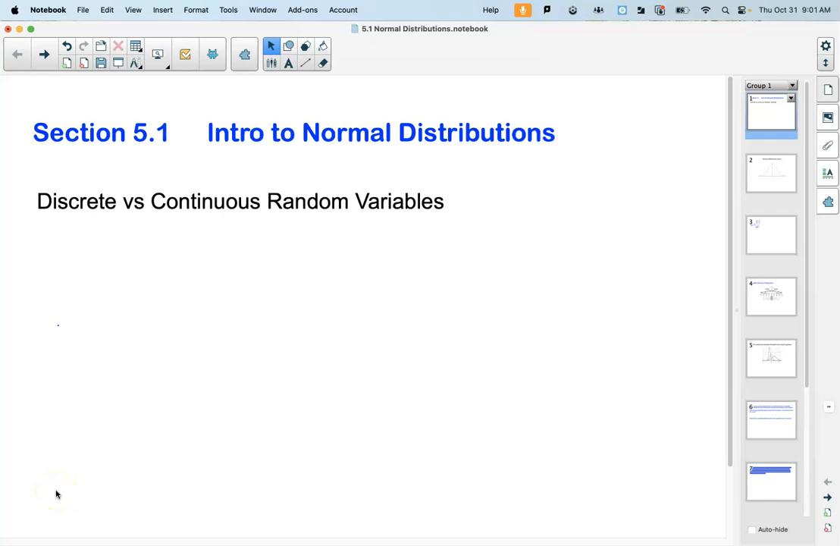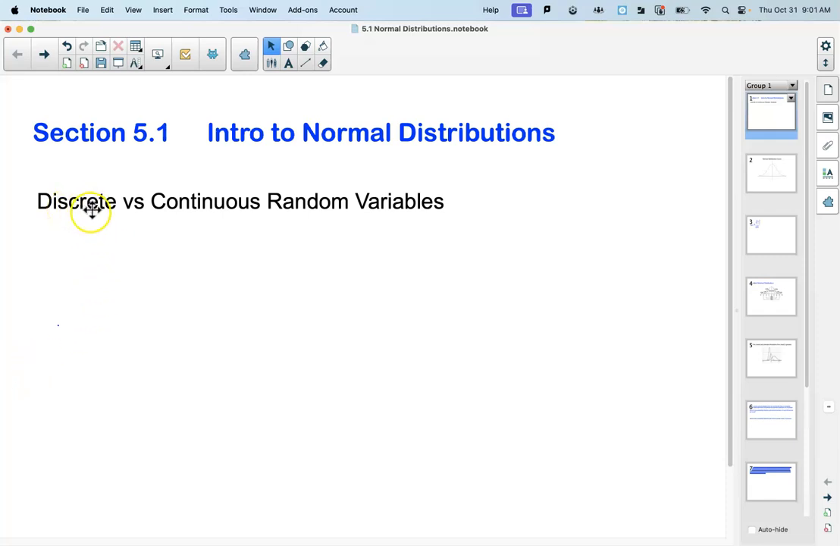Hey, stats folks. So today we're starting a new chapter, chapter 5, which is going to focus on normal distributions. If you recall last chapter, we worked on probability distributions, and we're going to be finding lots of probabilities using what's called normal distributions.